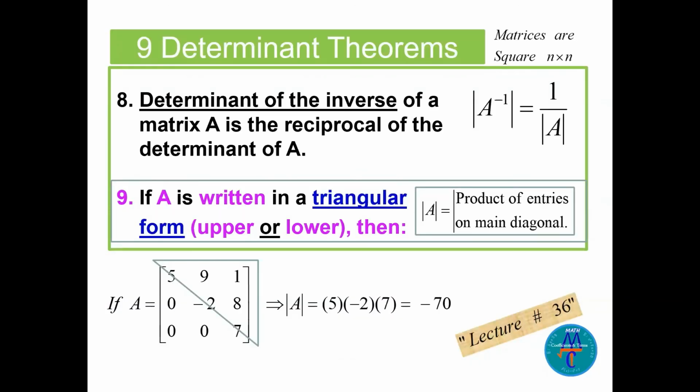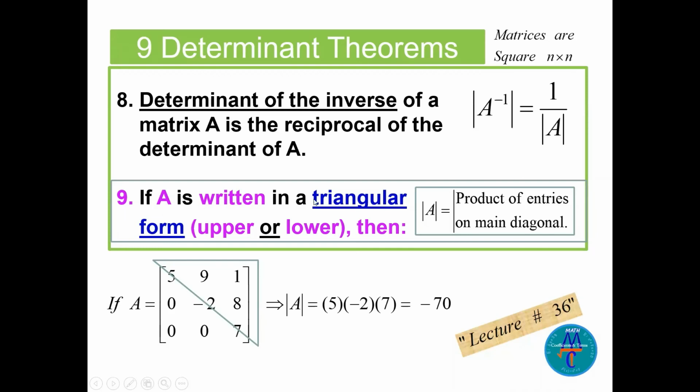Now, there are 9 determinant theorems that were mentioned in lecture number 36 of the pre-calculus course. Remember, the matrices should be square matrices, n by n. You can check the first 7 in the lecture. I put here only 8 and 9 to explain. Determinant of the inverse will be 1 over the determinant of A. So it is the reciprocal of the determinant of A. This is theorem number 8.